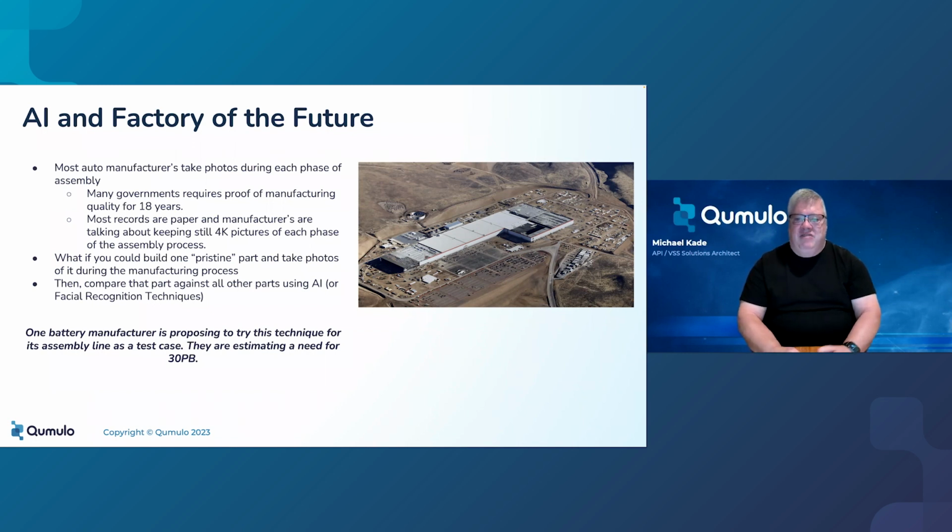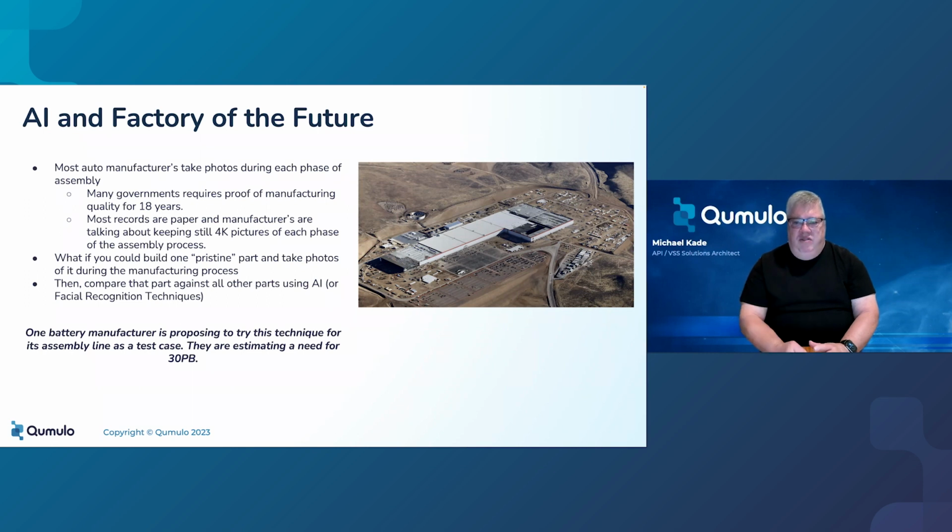So if there's an accident and the government agency called the NTSB comes out and looks at the accident, they'll say, the VIN number on that car is this. Manufacturer, please show me every part and how it was manufactured. This way they can zero in on exactly what the problem was. And they have to show that for 18 years.